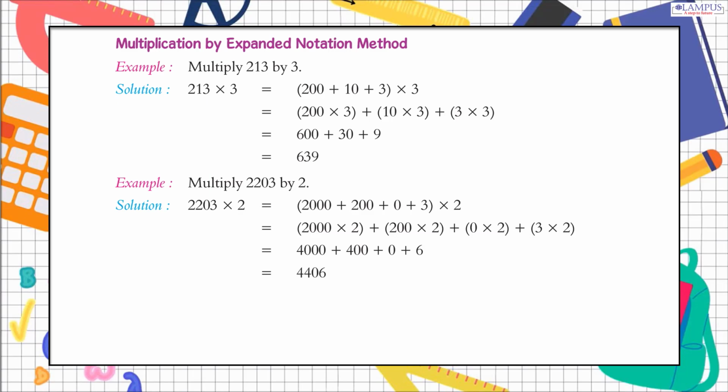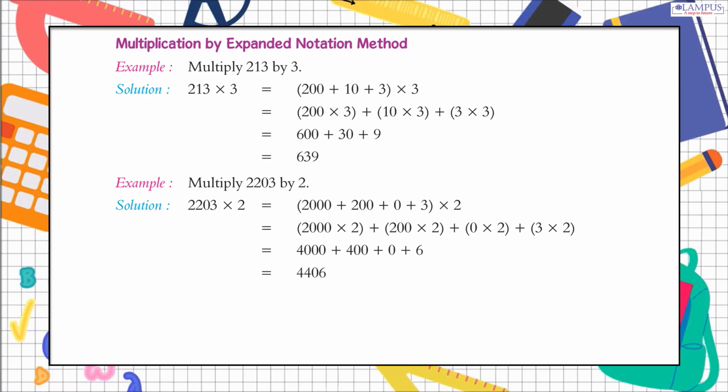Multiplication by expanded notation method. Example: multiply 213 by 3. Solution: 213 times 3 equals (200 plus 10 plus 3) times 3 equals 200 times 3 plus 10 times 3 plus 3 times 3 equals 600 plus 30 plus 9 equals 639.